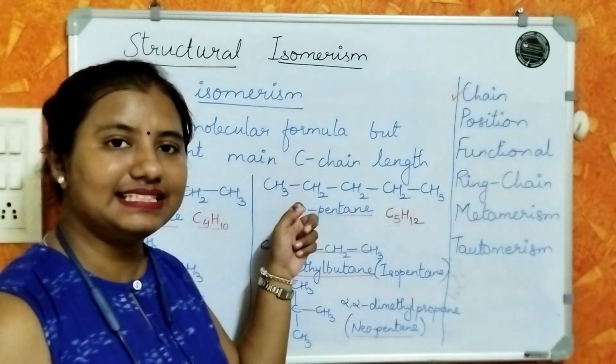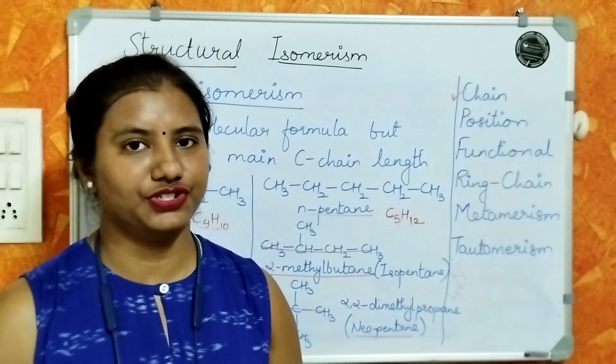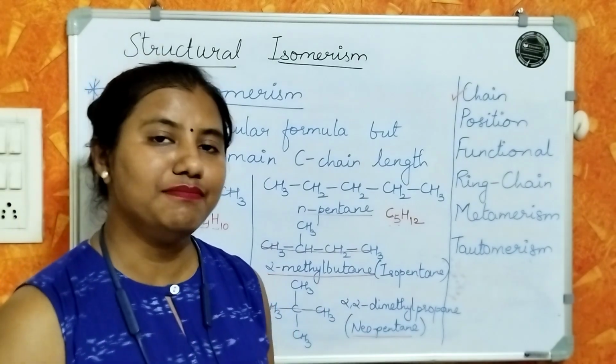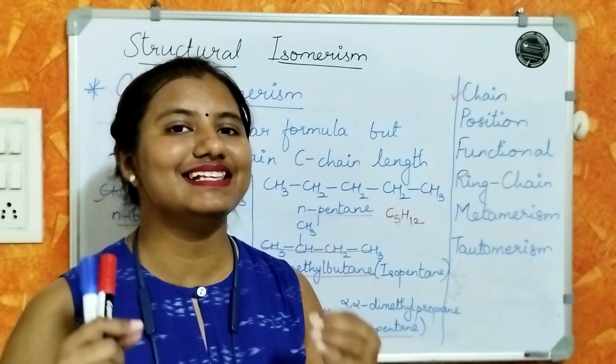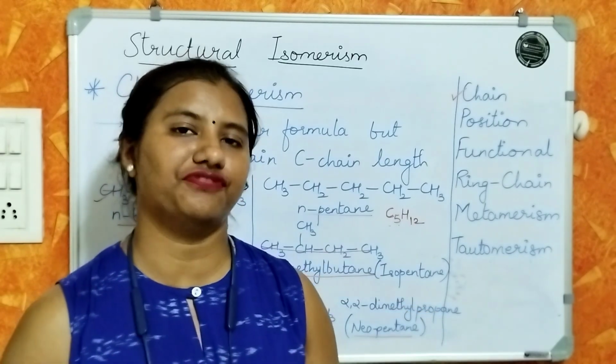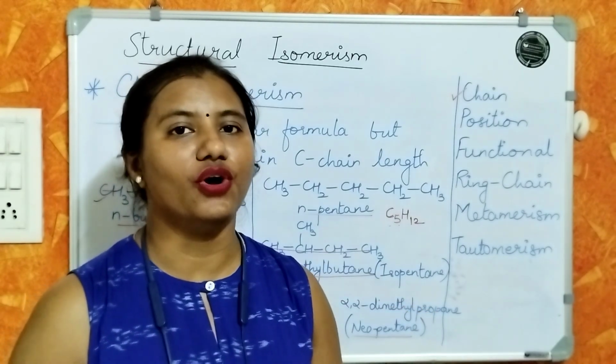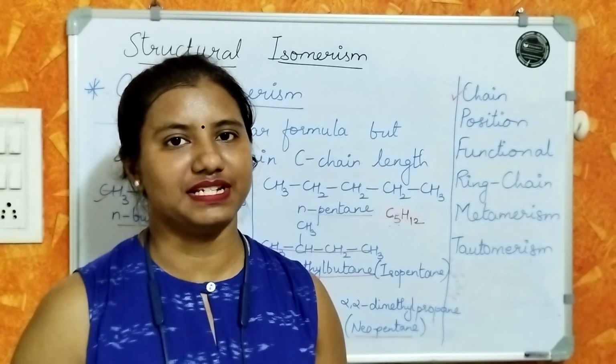So that means these kind of structures are chain isomers of each other, where they have the same molecular formula but different main carbon chain length, or the longest carbon chain has a different number of carbon atoms in them. Let's go on to the next type of structural isomerism.